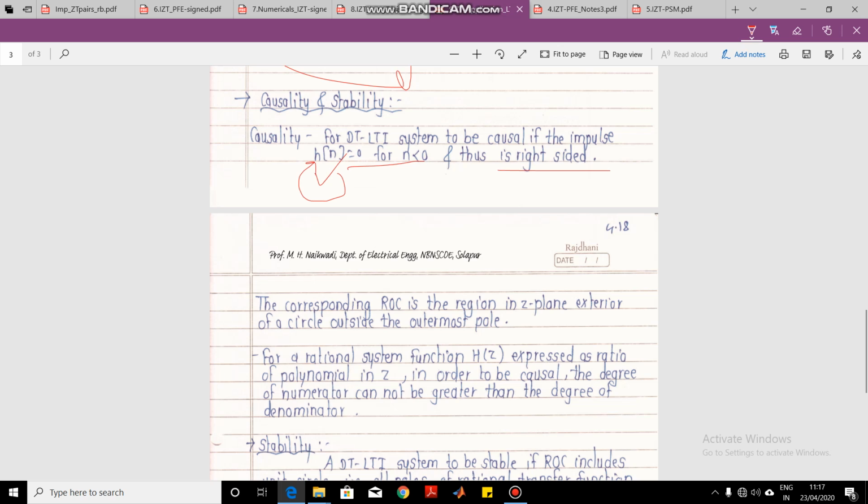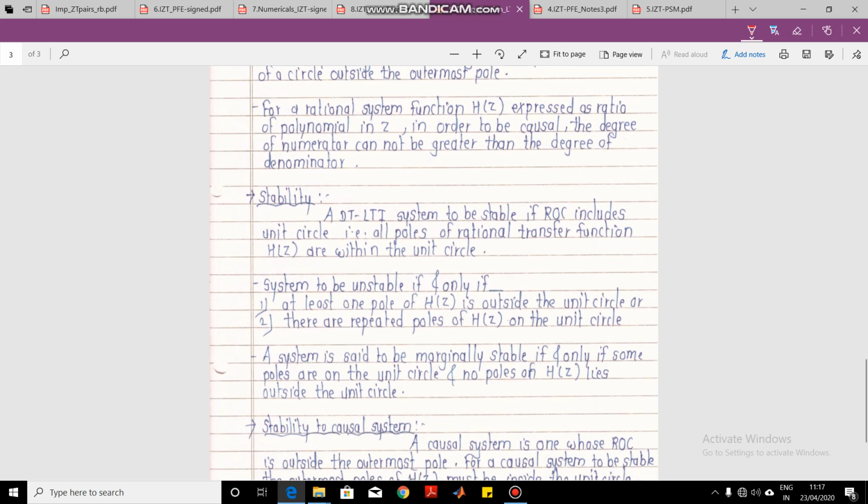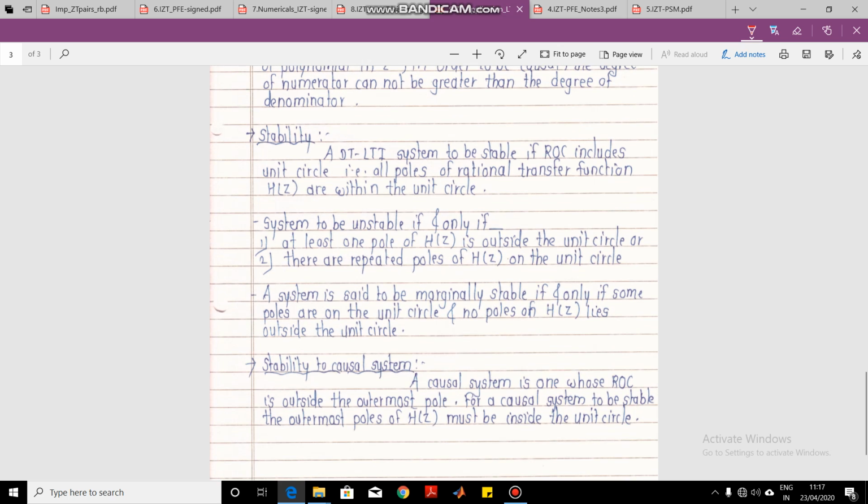So it is very important that to find the causality of an LTI system, I have to look at its impulse response. If the impulse response is causal, the system is causal. If the impulse response is not causal, the system is not causal. This is the simple interpretation of causality. Now what about stability? An LTI system is said to be stable if its ROC contains the unit circle.